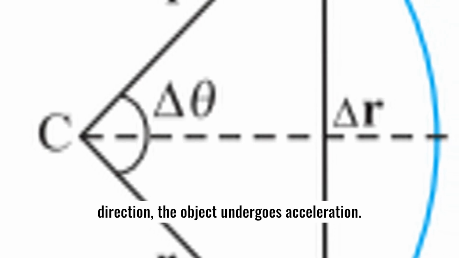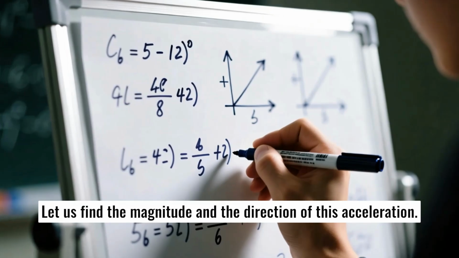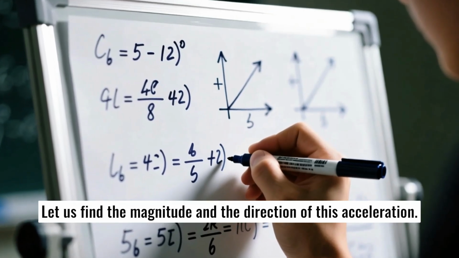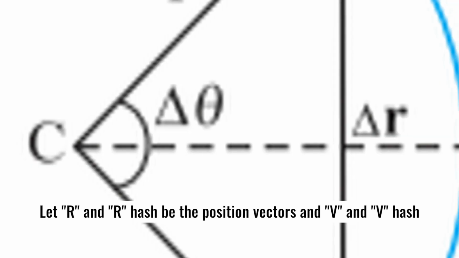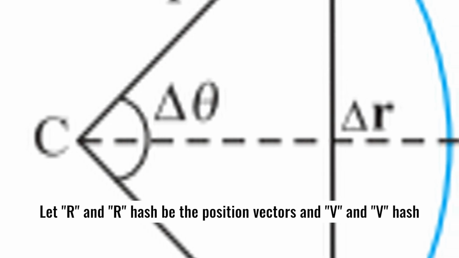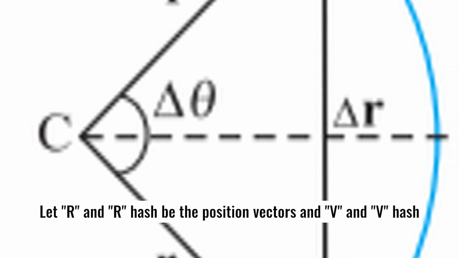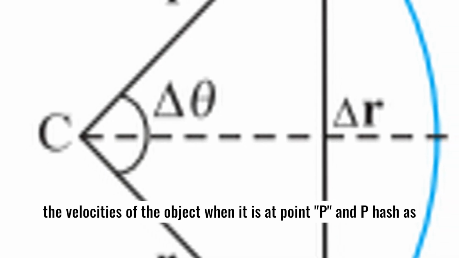Since the velocity of the object is changing continuously in direction, the object undergoes acceleration. Let us find the magnitude and the direction of this acceleration. Let r and r hash be the position vectors, and v and v hash the velocities of the object when it is at points P and P hash, as shown in the figure.